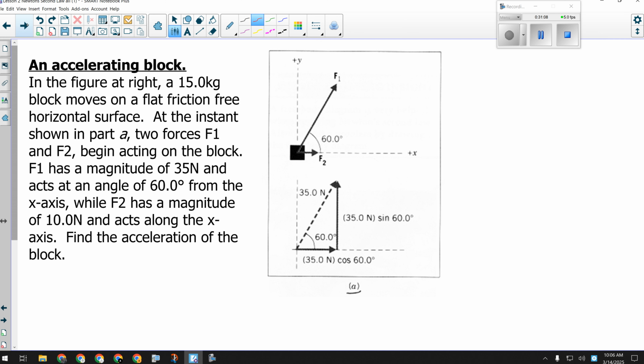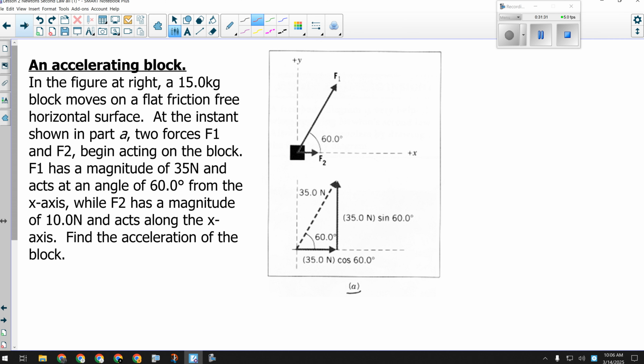This one's a little bit different. This one's got some vector in it. It's actually a lot like the one you did on your vector assignment, except they're not perpendicular. So in this one here, we have a 15 kilogram block, and it's on a friction-free horizontal surface, so like an air hockey table, something like that. Very, very, like we'll say frictionless.